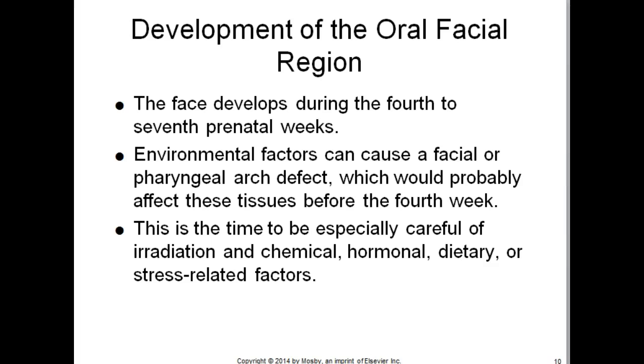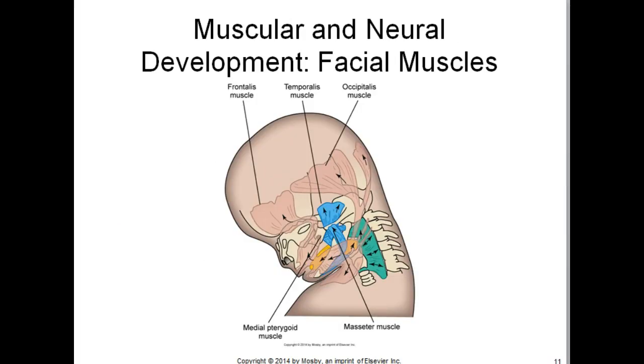Environmental factors can cause a facial or pharyngeal arch defect, which would probably affect these tissues before the 4th week. This is the time to be especially careful of irradiation and chemical, hormonal, dietary, or stress-related factors. This image demonstrates the facial muscles growing from the second pharyngeal or branchial arch to cover the face, the scalp, and the muscles posterior to the ear.